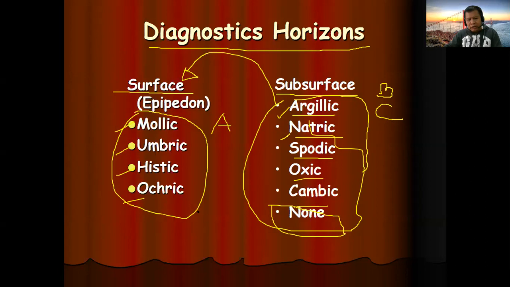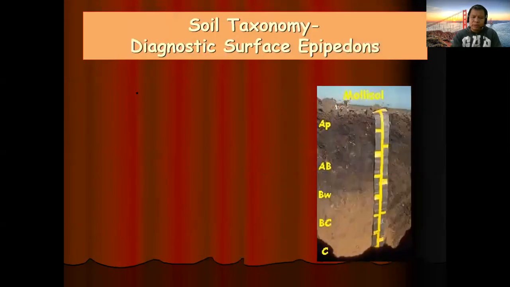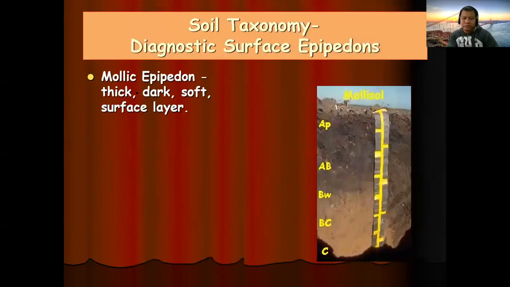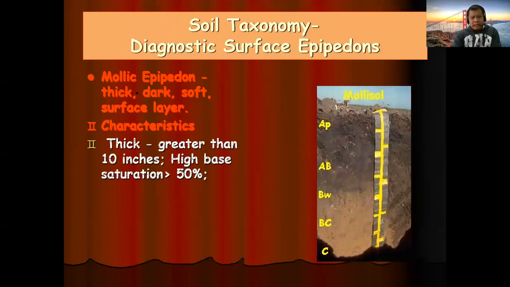Ganun din, itong mga epipedons, itong mollic, umbric, histic, and ochric cannot be observed in the subsurface horizon. Itong argillic, natric, spodic, oxic, and cambic, hindi na ito makita sa surface horizon. Okay? But what are those? No? What are those? Well, first, okay.